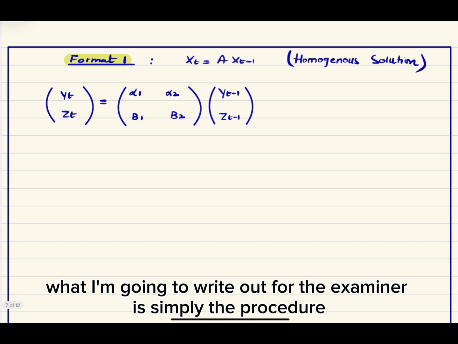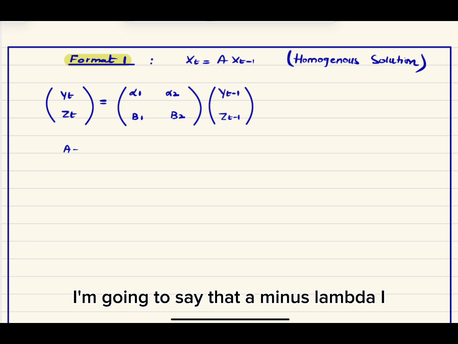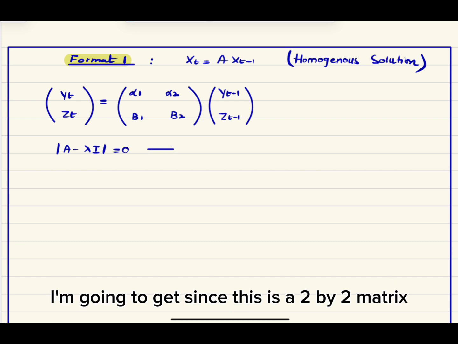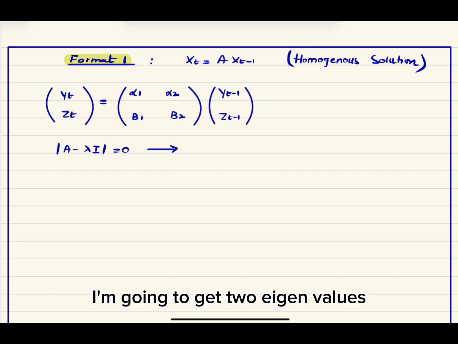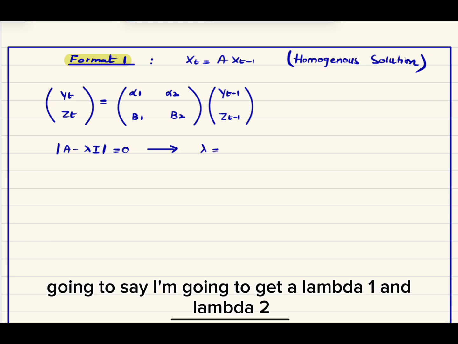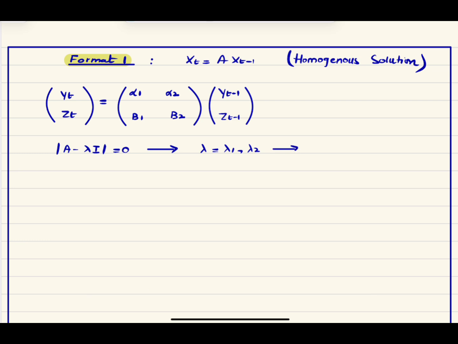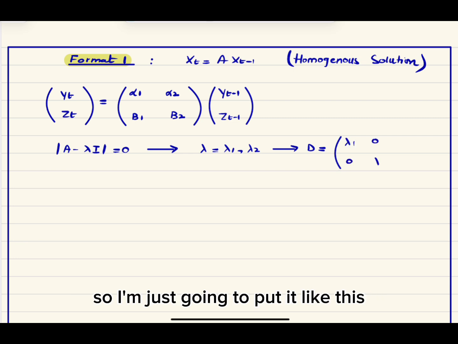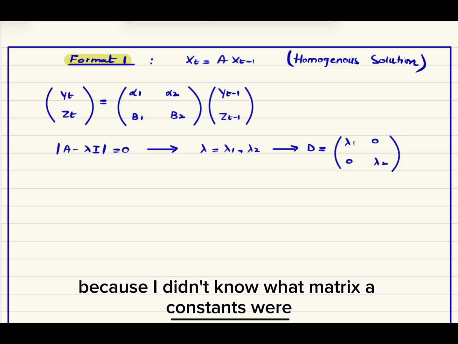So what I'm going to write out for the examiner is simply the procedure. I'm going to say that if I take the determinant of A minus lambda I and put it equal to 0, since this is a 2 by 2 matrix, I'm going to get two eigenvalues, lambda 1 and lambda 2. I'm solving this generically, and I know that these will appear on the diagonal of the diagonal matrix. I don't know these answers because I didn't know what the constants in matrix A were.